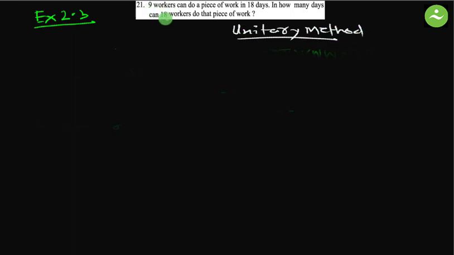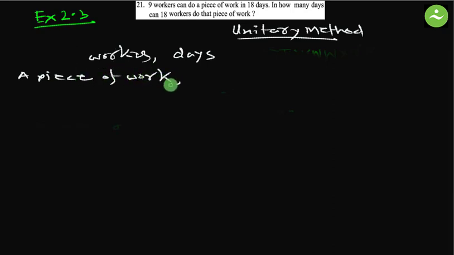Here it is 9 workers and then 18 workers. Workers change and days also we have to find out. So workers and days, these two change. And what doesn't change? The piece of work. Anything that doesn't change, we write at the top. A piece of work. Now the question is, should we put days on the right or workers on the right? We have to find out how many days. So we put days on the right.